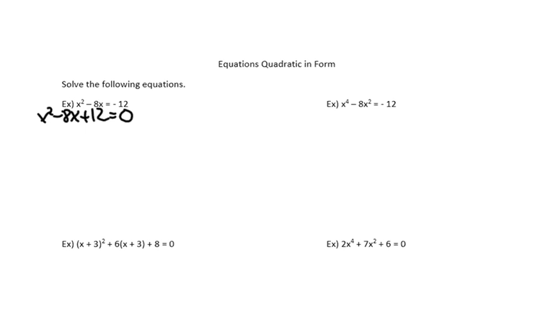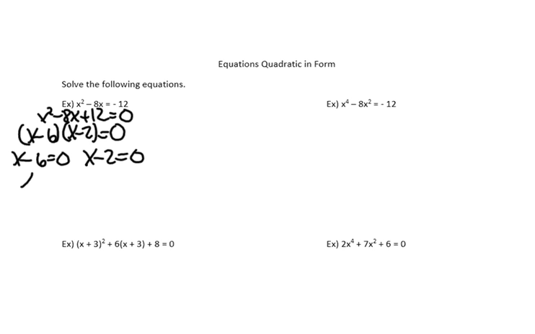So now you ask yourself, what factors of 12 add up to be negative 8? And that's negative 6 and negative 2, because negative 6 times negative 2 is positive 12, and negative 6 plus negative 2 is negative 8. Set each factor that contains a variable equal to 0. And our solutions here should be 2 and 6.